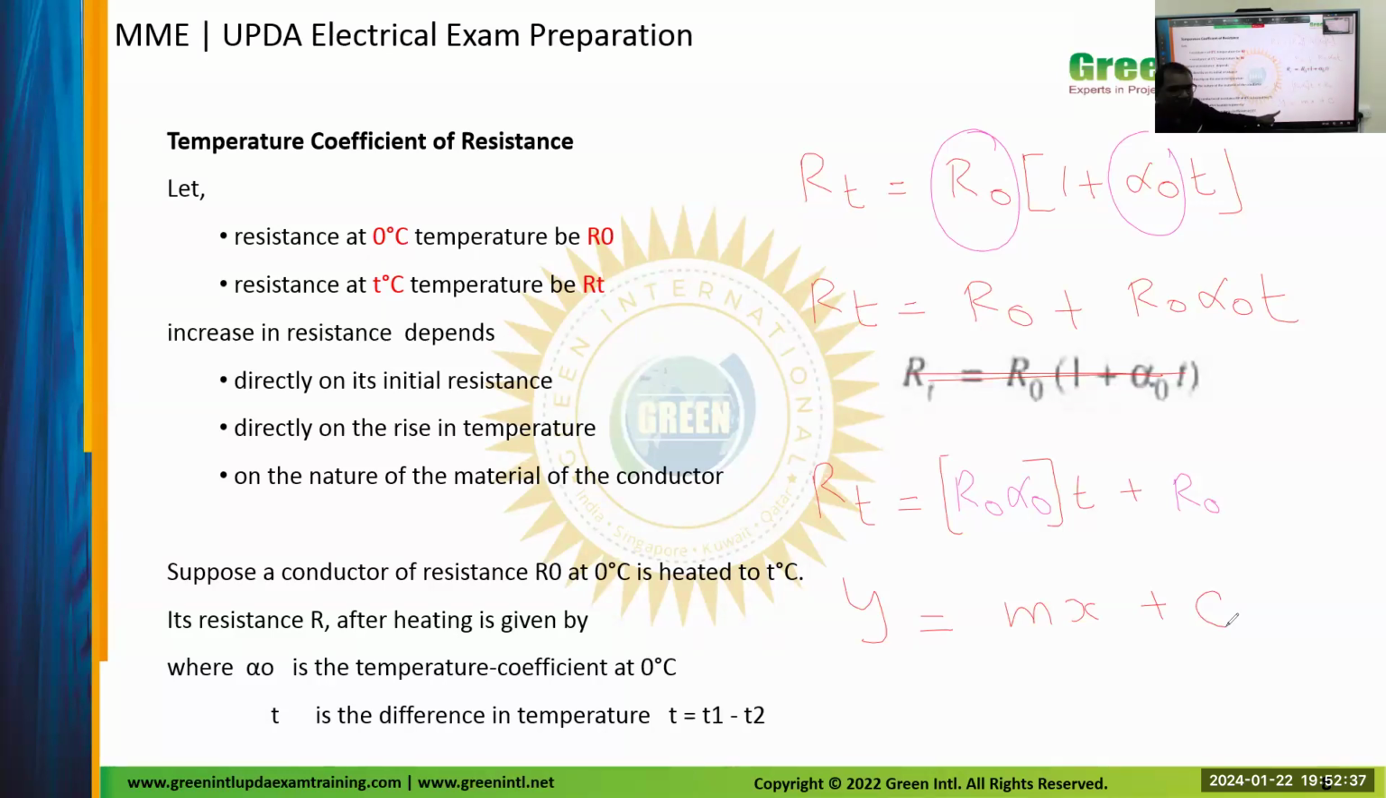So RT, mathematically we say, is Y. R naught alpha naught is a constant, that's why we put M. T is the temperature, so we put X. And R naught is also a constant, so we put C. So this equation is just like Y is equal to Mx plus C. So we can draw the graph.